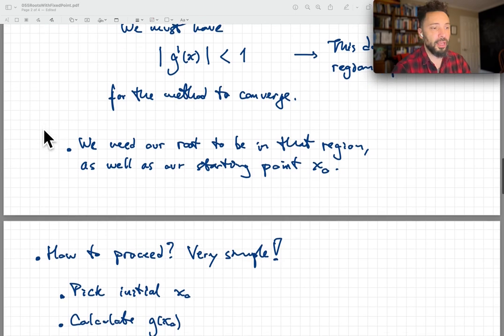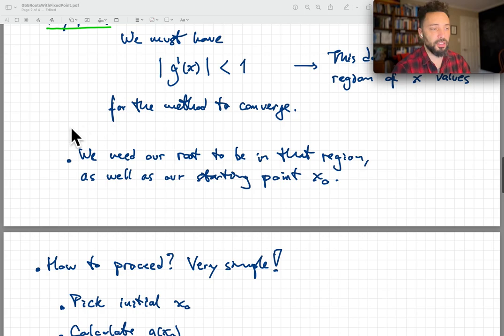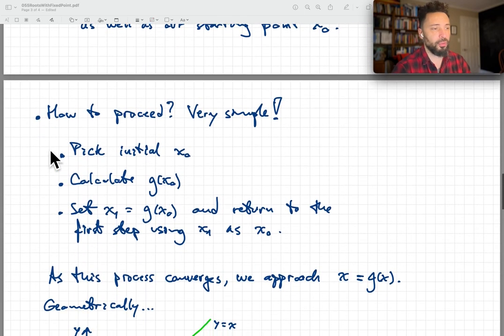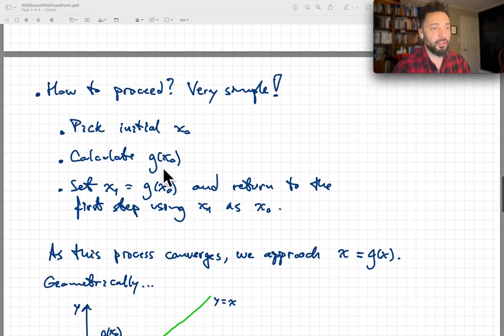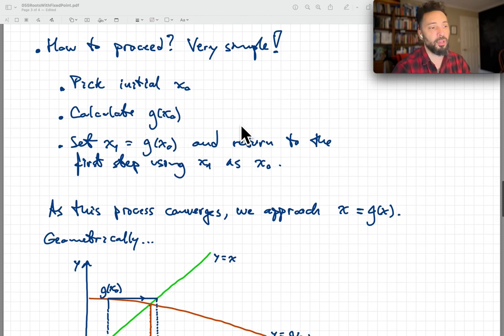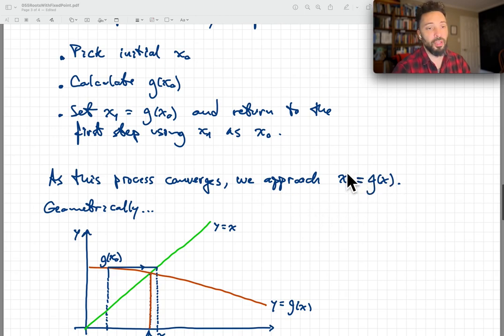Once you have all that, and you have an understanding of your function g of x and its derivative, you can proceed, and the way to proceed is very simple. You pick your initial x0, calculate g of x0, and set x1, your next point, equal to that g of x0. Then you return to the beginning, where now the role of x0 is played by x1. In other words, you iterate on this equation: x1 equals g of x0, x2 equals g of x1, x3 equals g of x2, and so on and so forth. As the process converges, we approach x equals g of x.